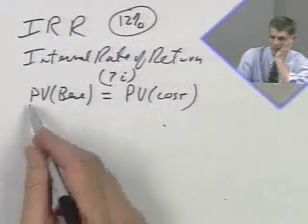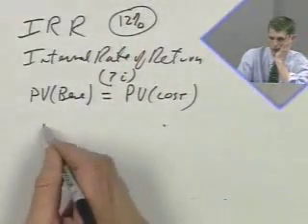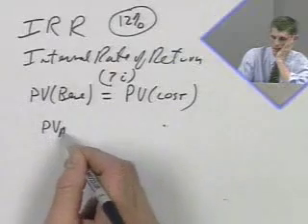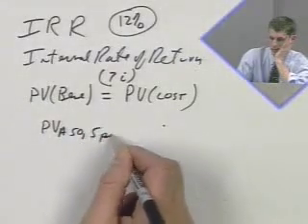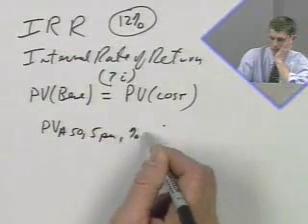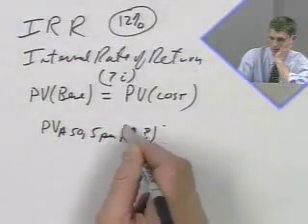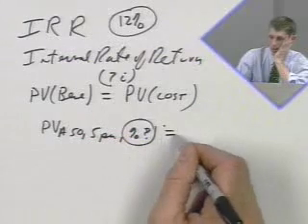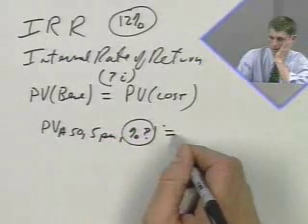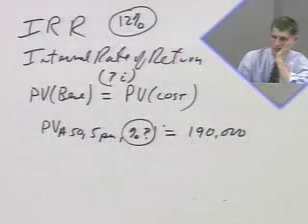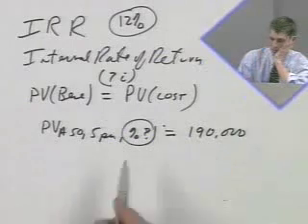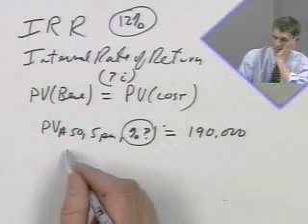So in this case, how would we figure out the internal rate of return? And the answer is, well, the present value of the benefits is what? The present value of an annuity of $50,000 for 5 periods at some interest rate, and that's the question, is equal to the cost. In this case, the cost is how much? $190,000.